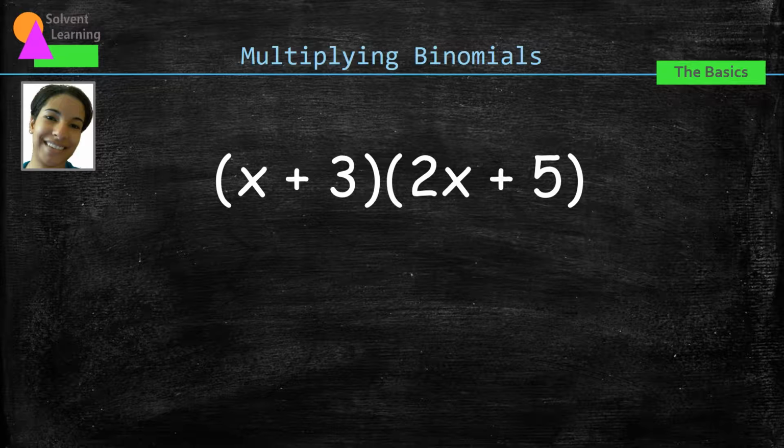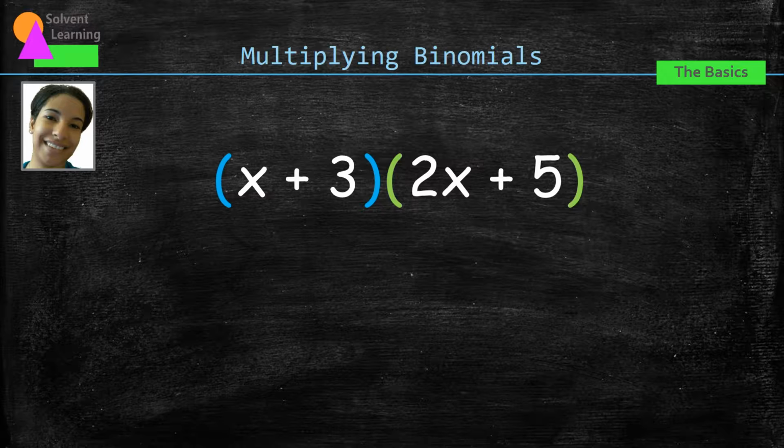We know that we have binomials because in the first set of parentheses we have two terms. The x and the 3 are two separate terms, and together they represent a binomial. And we also have a binomial in the second set of parentheses. The 2x and the 5 are two separate terms, and together they create their own binomial as well.